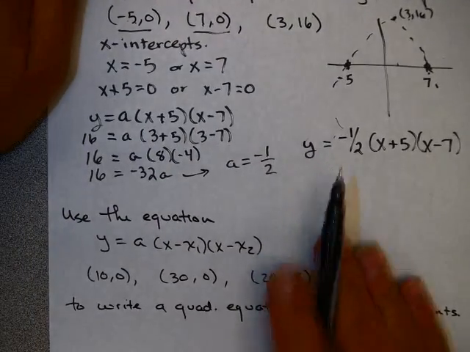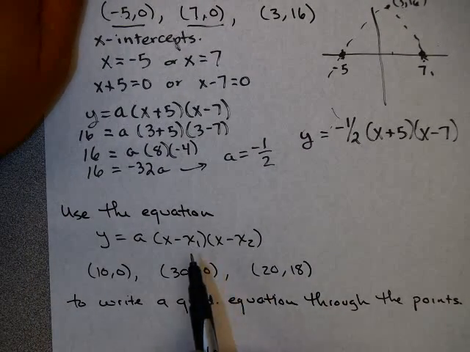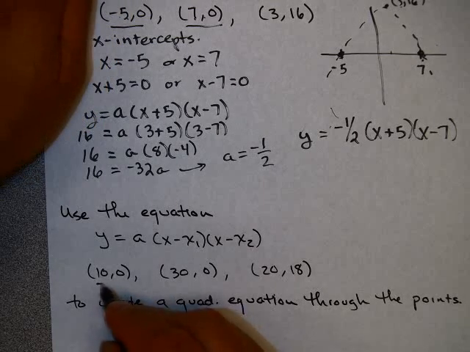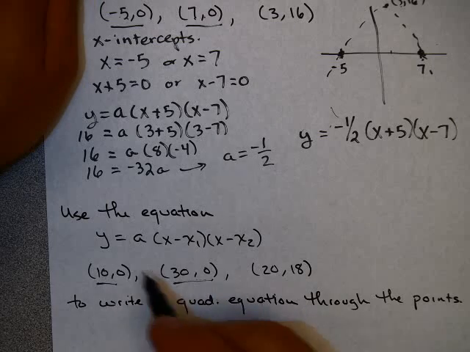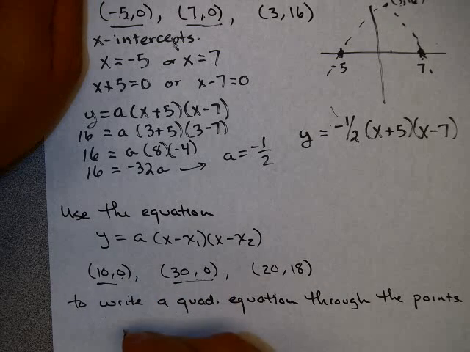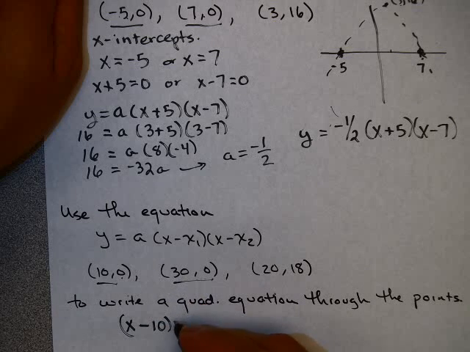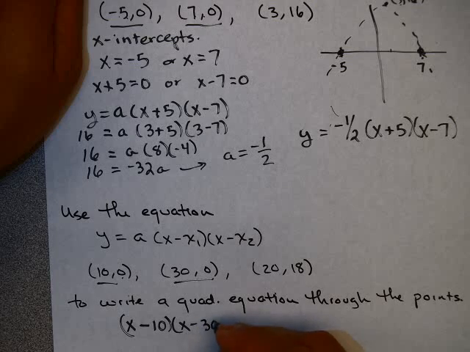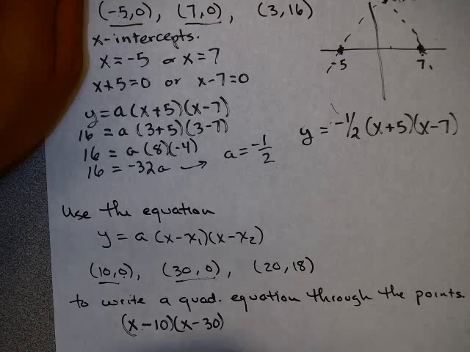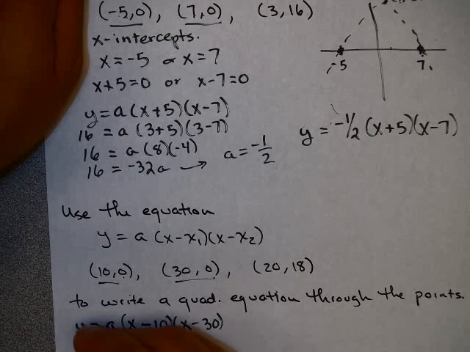So when I come to a problem like this, very much the same. I use this equation with these 3 points to find the quadratic equation through the points. I know that these 2 are x-intercepts. How again do I know they're x-intercepts? Because the y-coordinate is 0. Since they are x-intercepts, I can say my factors are x minus 10 and x minus 30. Both of these were positive numbers. These are the values that would make that 0. I'm going to multiply by a.